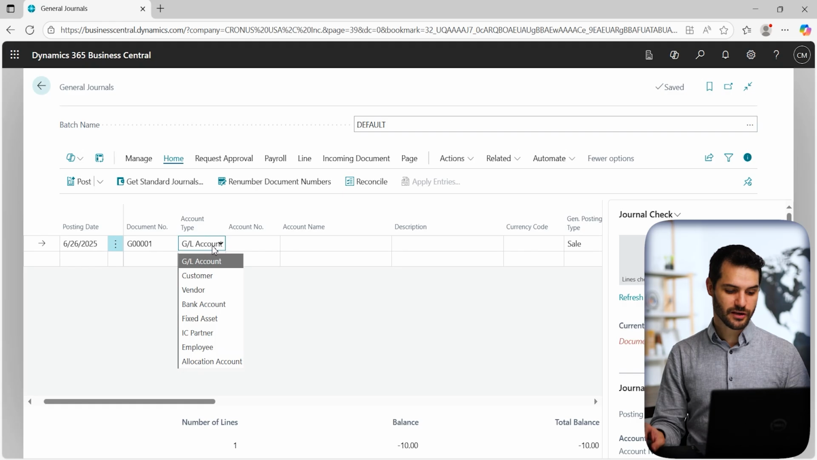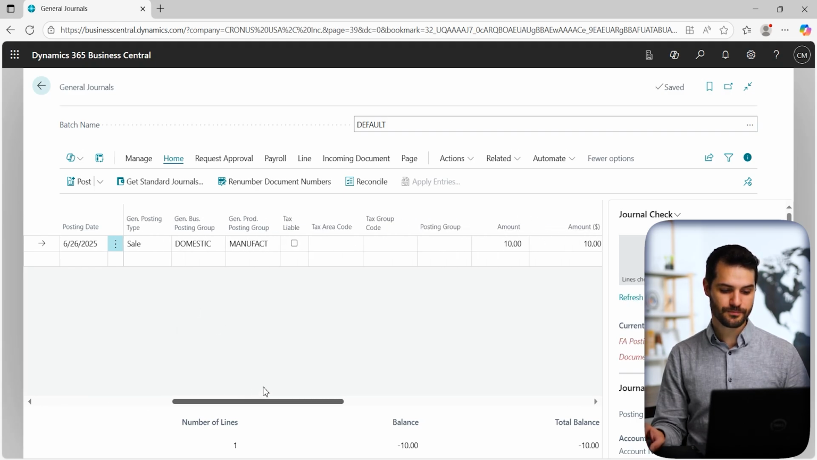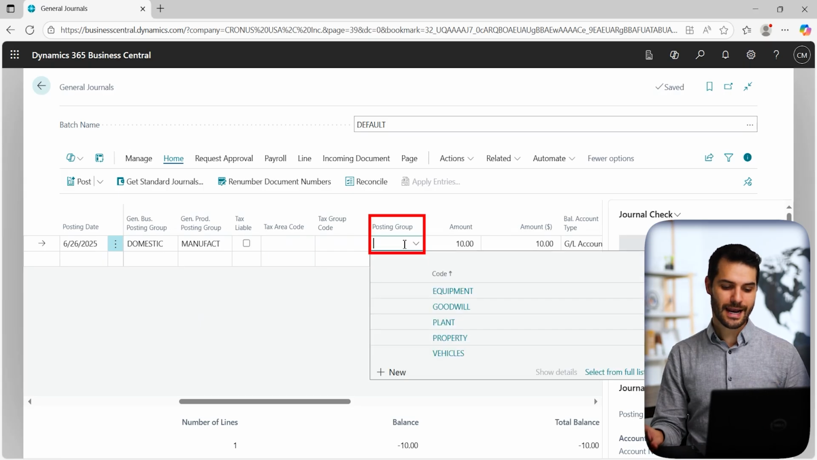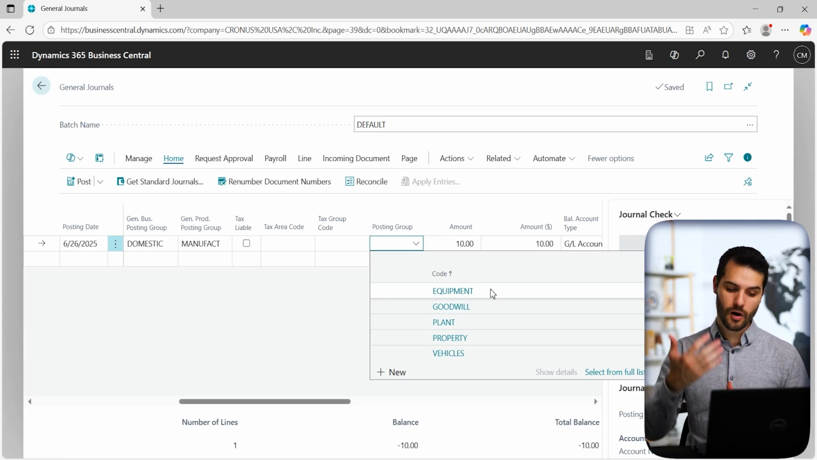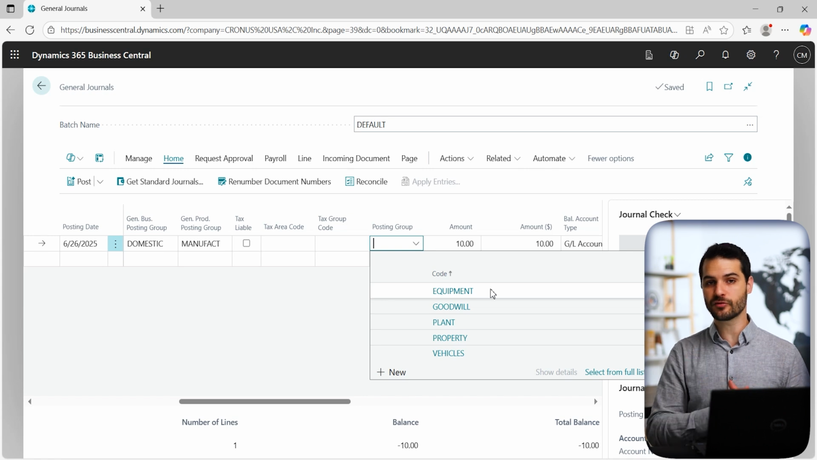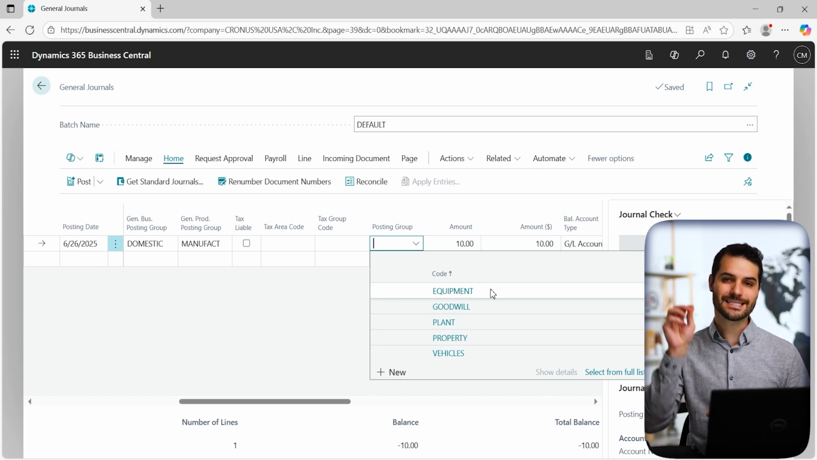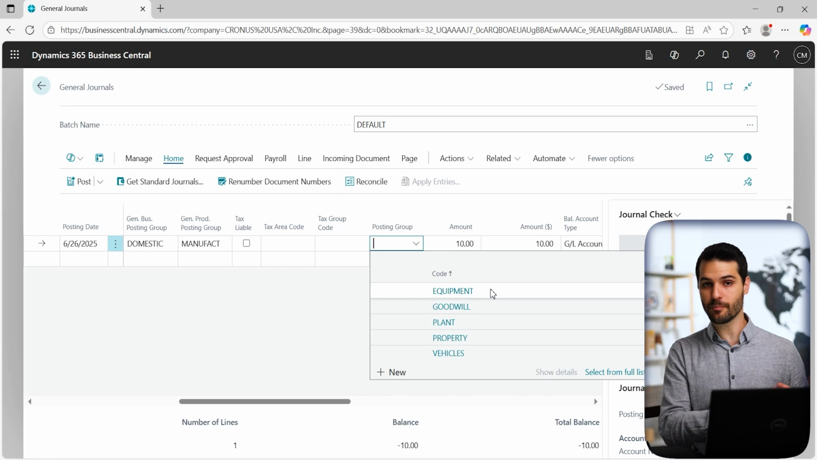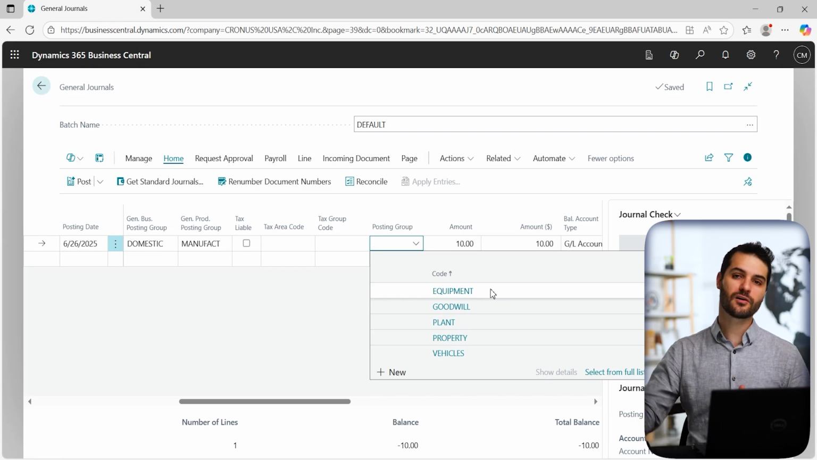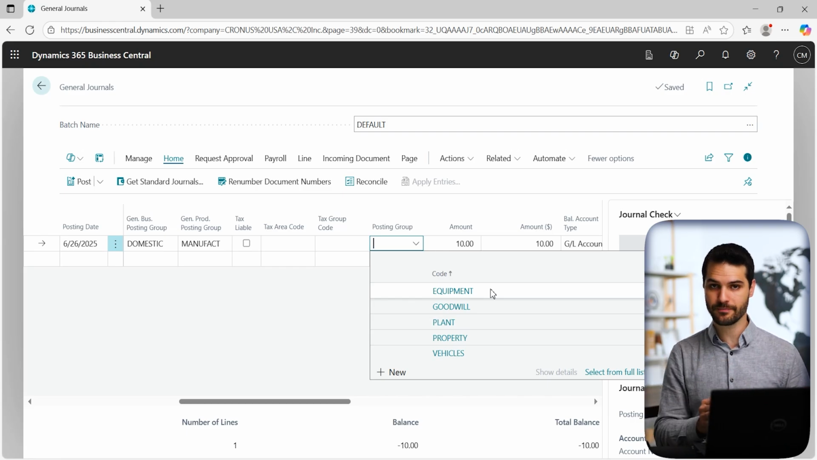But I can also come over here and let's say I go to fixed asset. So I could select that and I could come over here, which has its own posting groups. And I could specify, all right, we've got all these different posting groups that are specific to fixed assets. We've got things like equipment, goodwill, plant, property, vehicles. All of these things are relevant to that, and it would give further context to the system to know exactly where the general ledger impacts of whatever I post here are supposed to go from an account standpoint.